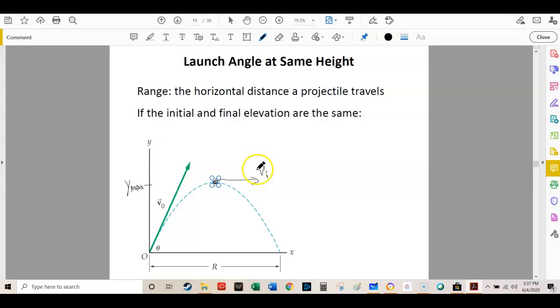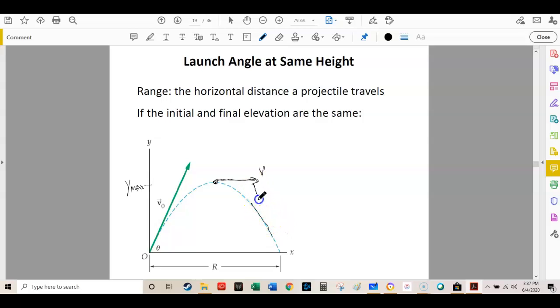All of its velocity is in the x direction, and it's not going to be equal to the initial velocity. It would be a velocity vector shorter than that. It's going to be slowing down as it's moving upwards, and then it's going to start speeding up again as it's moving downwards.